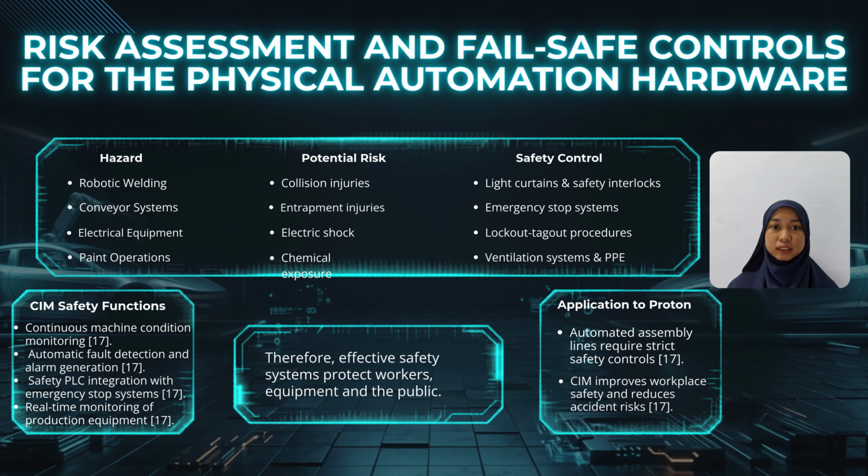CIM incorporates various safety functions such as continuous machine monitoring, automatic fault detection, alarm system, and safety PLC integration with emergency stop system. Examples of safety controls include light curtains, safety interlocked emergency stop buttons, lockout tagout procedures, and proper ventilation system. Therefore, CIM helps Proton create a safer working environment while reducing operational risk and workplace accident.